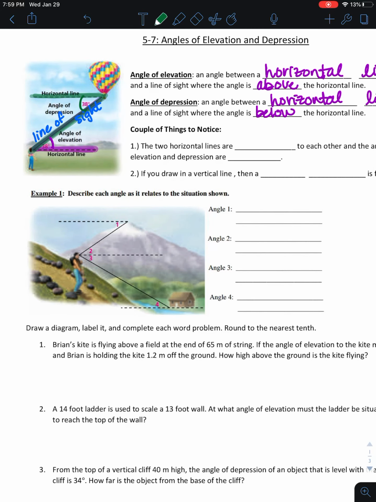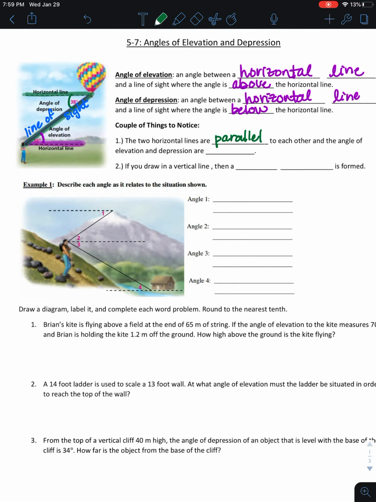So, a couple things to notice. The two horizontal lines are parallel to each other, and the angle of elevation and depression are congruent, which you can see there because they're both 38. But why are they always congruent, you ask? Because I know you asked that. By alternate interior angles theorem. Alternate interior angles are always congruent. So what you should know is that the angle of elevation and the angle of depression will always be congruent.